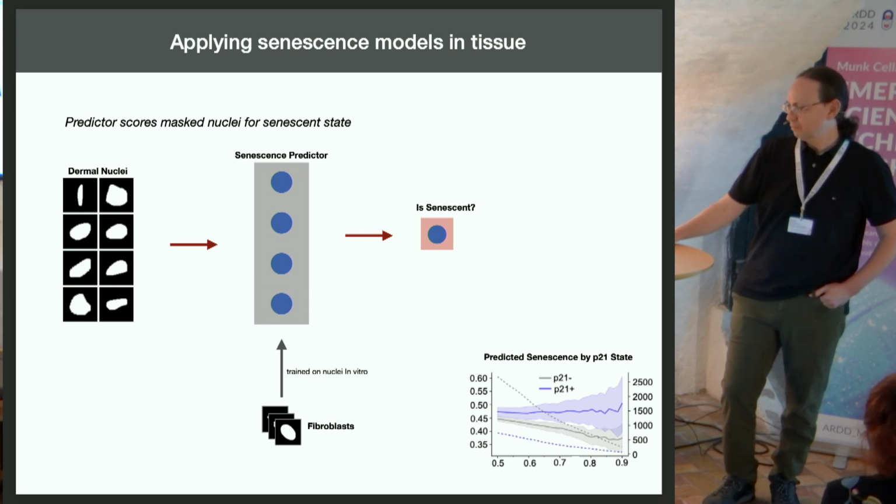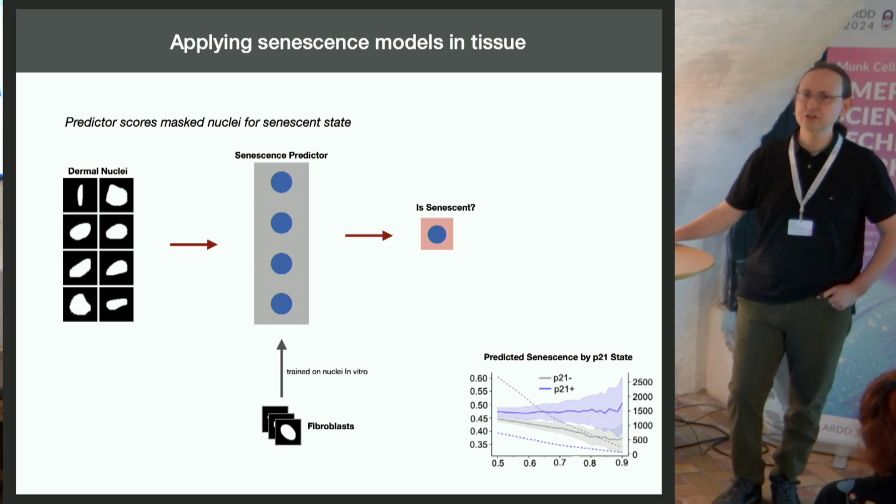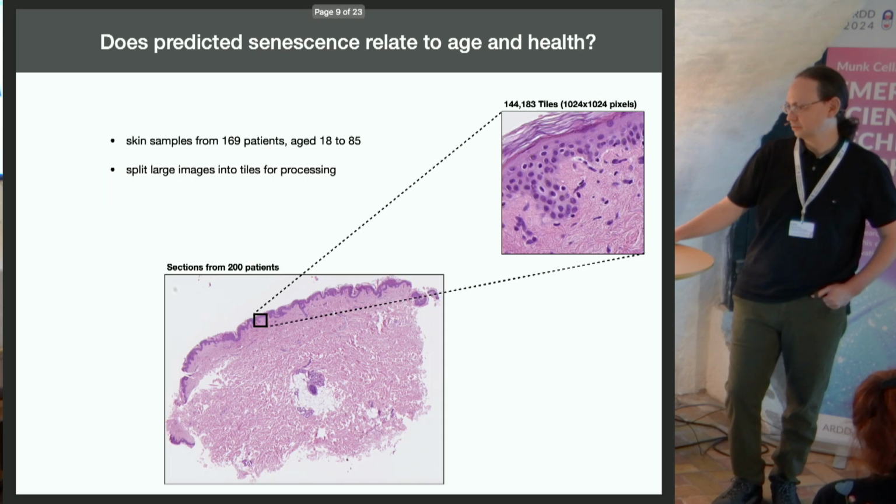And as one point of evidence, in the lower right corner there's a chart that shows that cells in human tissue in the dermis that are P21 positive tend to produce a much higher senescence score on average, and that applies across a range of thresholds.